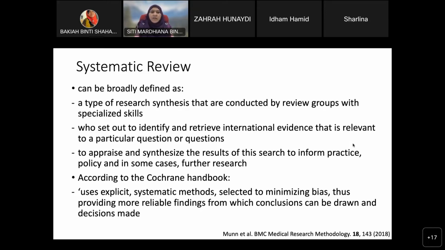And according to the Cochrane Handbook, it uses explicit, systematic methods selected to minimize bias, and thus provides more reliable findings from which conclusions can be drawn and decisions made.